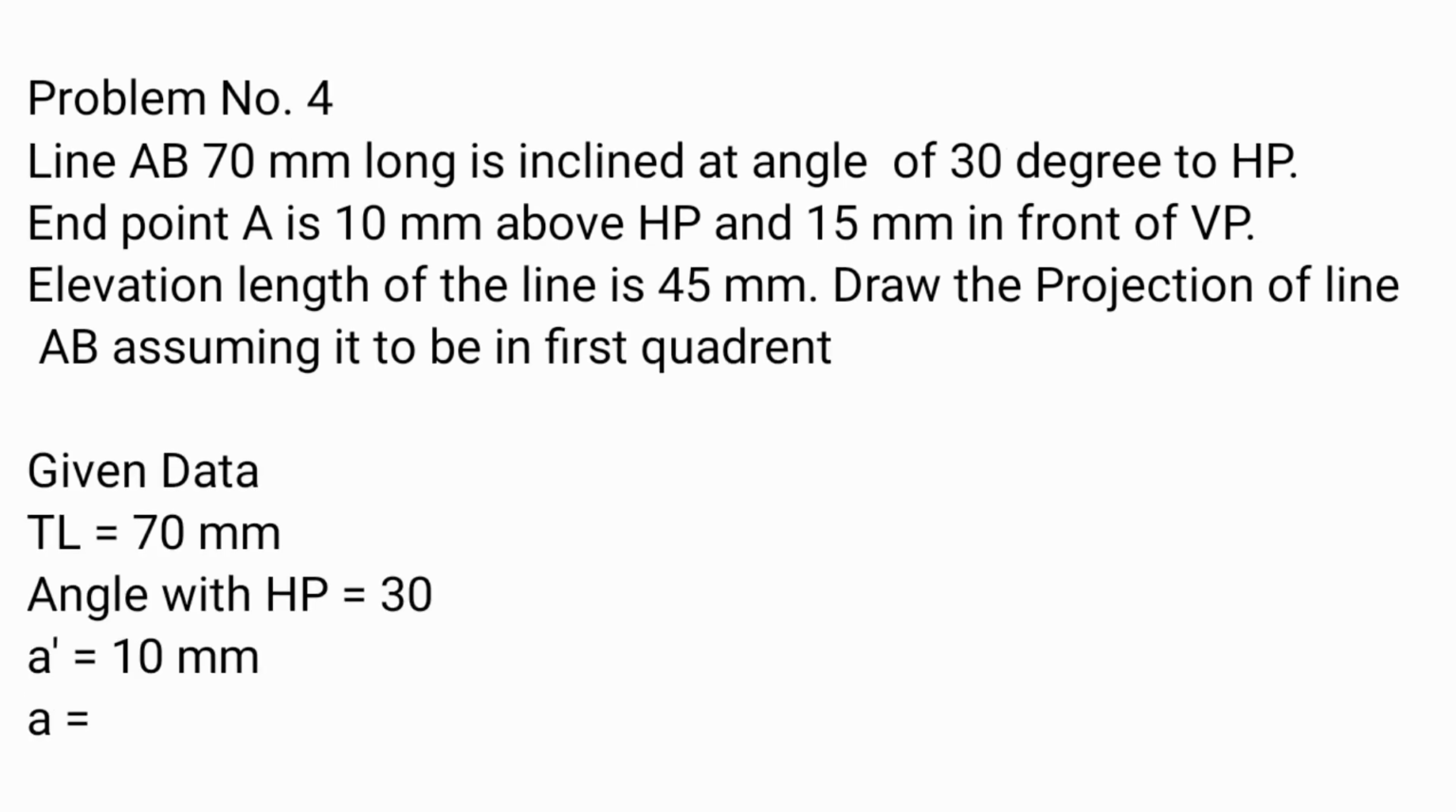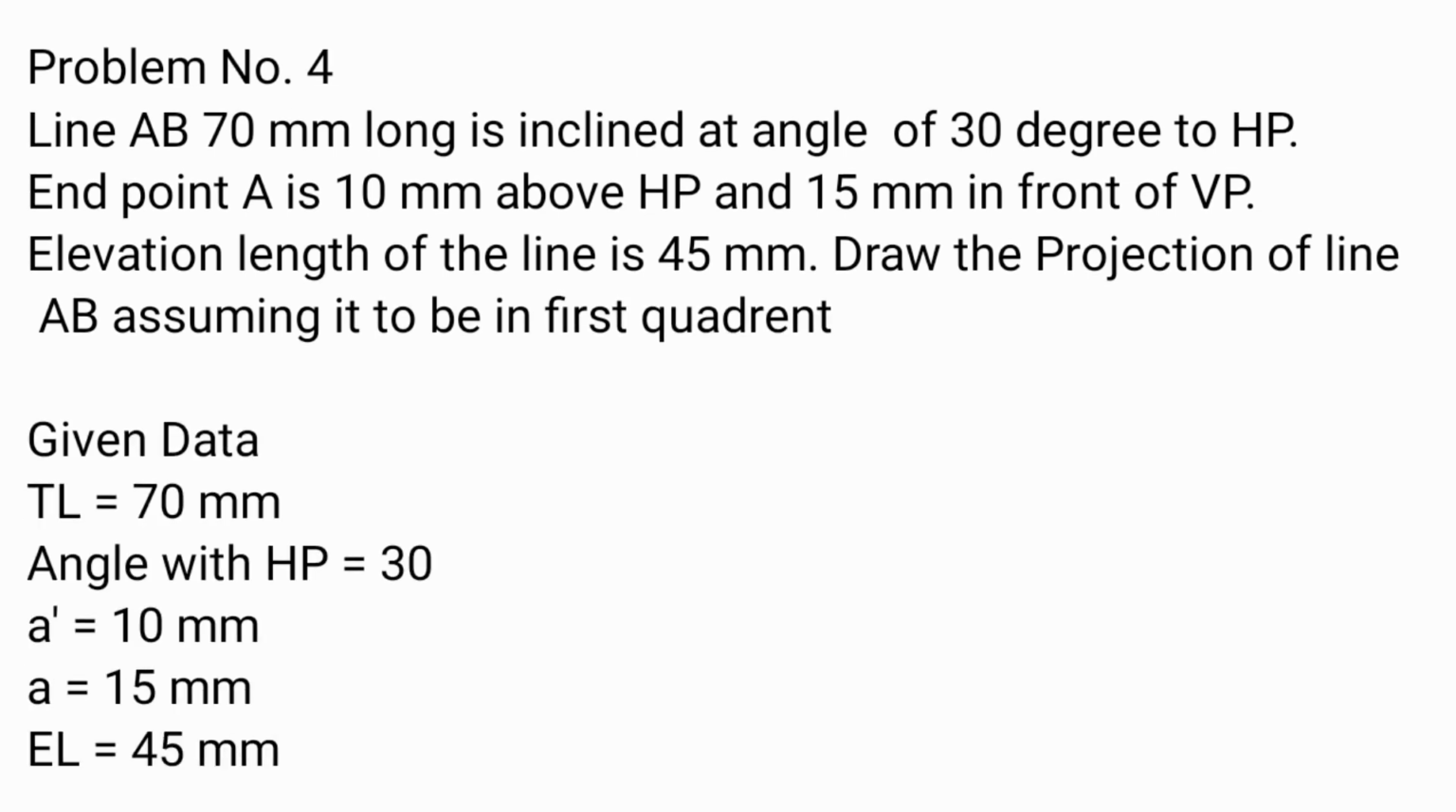Consider the next problem. Line AB, 70 mm long, is inclined at an angle of 30 degrees to HP, and A is 10 mm above HP and 15 mm in front of VP. Elevation length of the line is 45 mm. Draw the projections of the line, assuming that line AB is in the first quadrant.